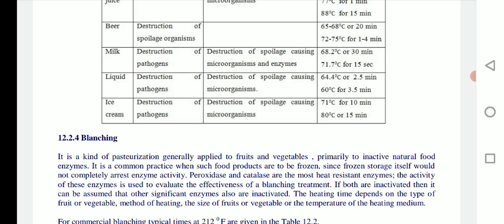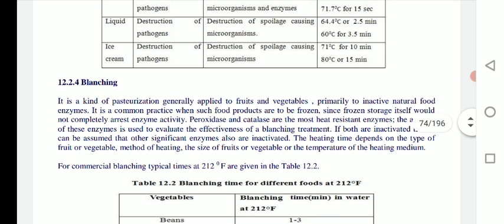Then in the case of ice cream, destruction of pathogens and destruction of spoilage-causing microorganisms. So these are different temperature and time combinations that are used. Then next, blanching.